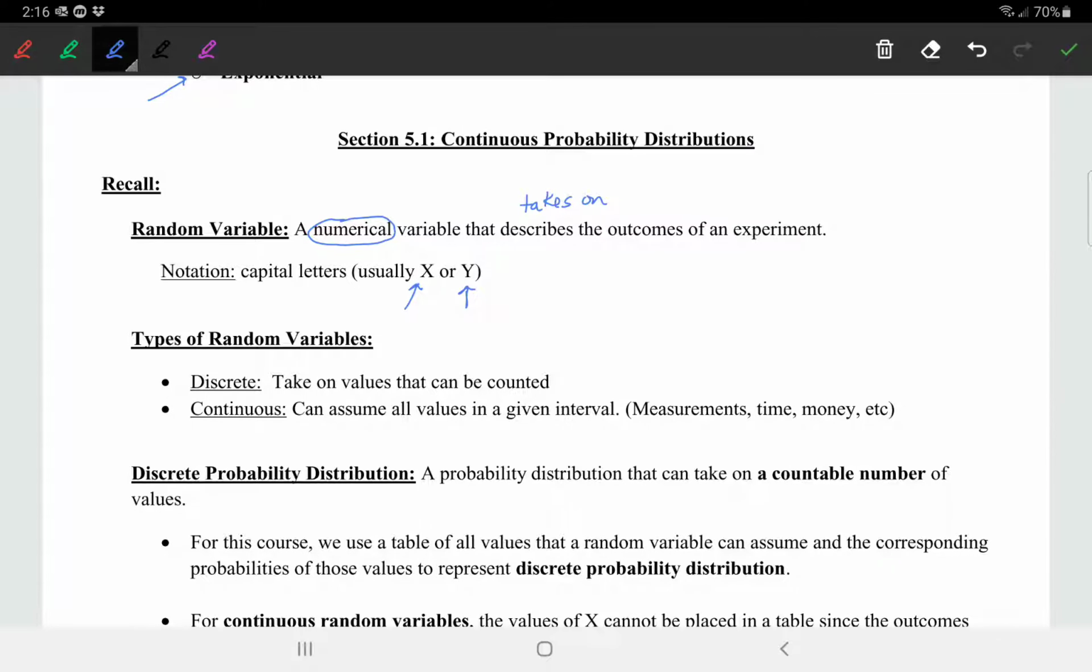There are two types of random variables. The first is discrete. Remember, these take on values that can be counted, as opposed to the continuous random variable, which can assume all values in a given interval. So things like measurement, time, money, etc., can be represented by continuous random variables.